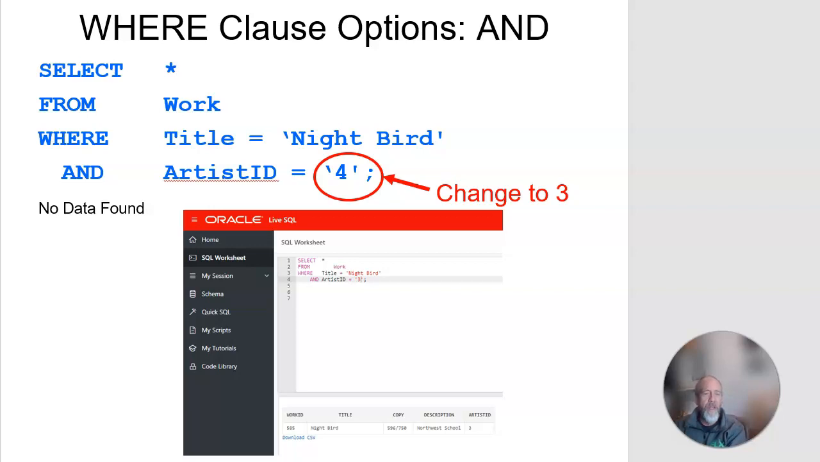In this case, we use the and artist ID equals 4, but artist ID 4 did not have the title Nightbird, so you'll get no data found. If you remove the and, you'll get the row that's returned. The artist for Nightbird was artist ID 3.